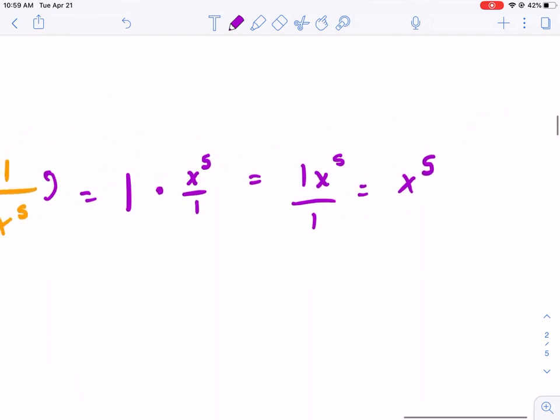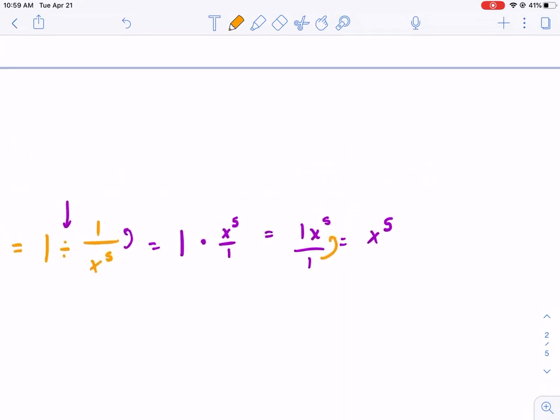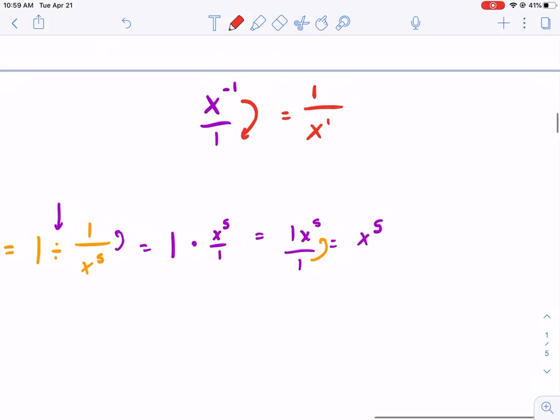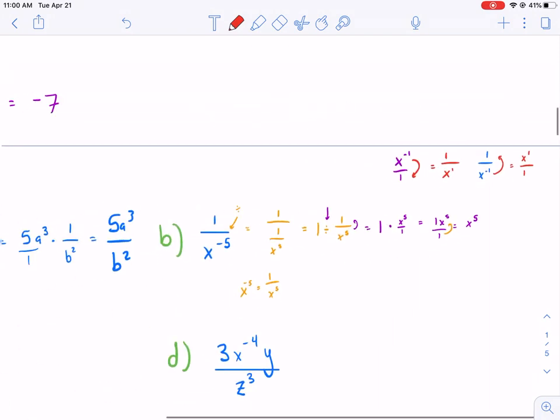As you can see here, it goes to the numerator. So anytime you have a negative exponent, think about it flipping, okay? So if we have x to the negative 1 over 1, this changes to go into the denominator, so we have 1 over x to the 1. And if we had 1 over x to the negative 1, again, this changes to become x to the 1 over 1. Okay, so anytime you have a negative exponent, it flips to the other side of the fraction.